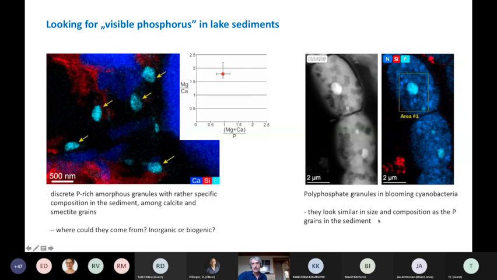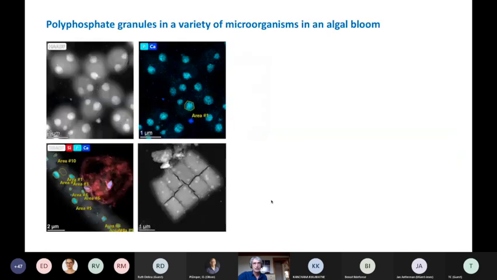And they look similar in size and composition as the phosphorus grains in the sediment. So what we are doing now is that we try to take samples when the algae bloom. And then in this algal bloom, we have all kinds of features: the cyanobacteria, then there is probably a picocyanobacterium, I call it emoji. And there are these stamp-like cells, and they are all full of these polyphosphate granules.